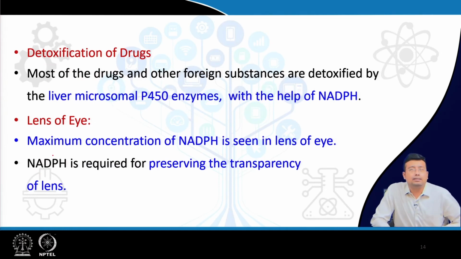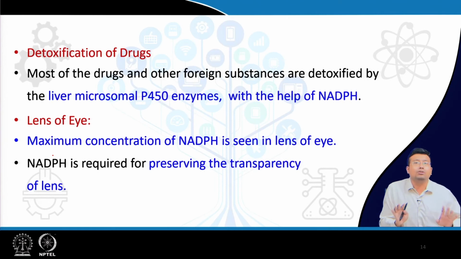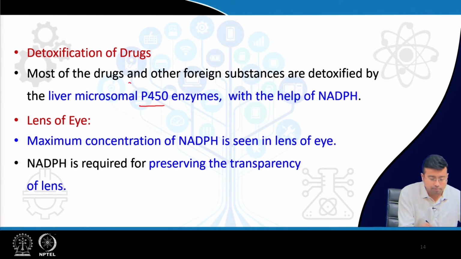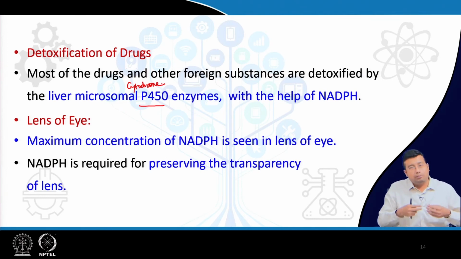Next, NADPH, again one of the very important uses, helps in detoxification of drugs. You just need to know that most of the drugs you consume, medicines, after their action need to be rendered useless. It happens in the liver in the microsomal oxidation system, which uses an enzyme system known as the cytochrome P450 based oxidation system. Cytochrome is an iron containing pigment. So, the cytochrome P450 based system helps in detoxification of drugs in the liver.